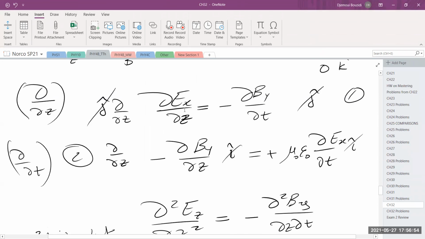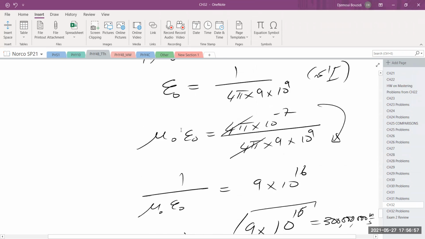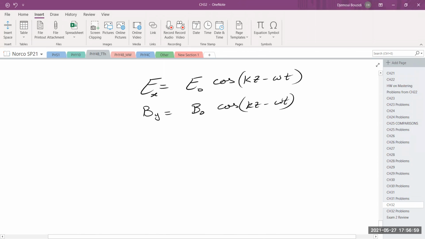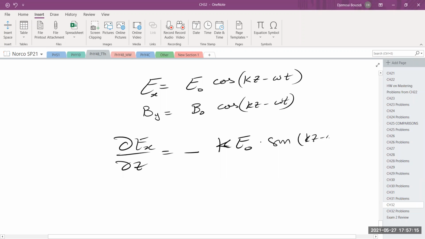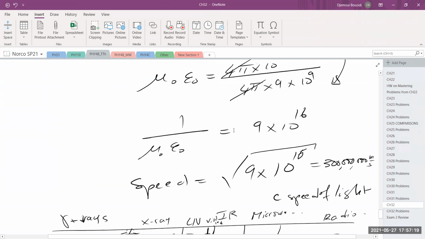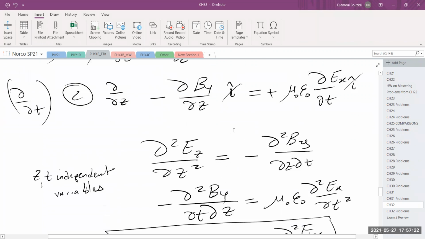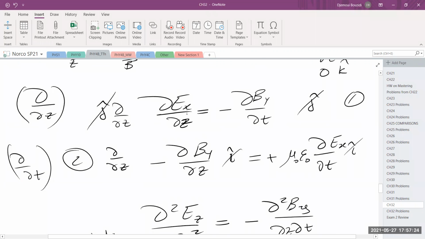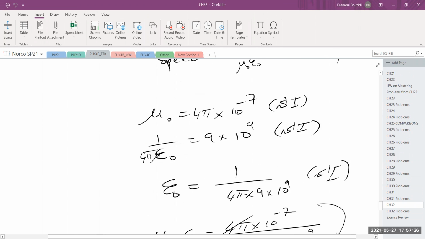So if I take the derivative of Ex with respect to z, I'm going to find the following. The derivative of Ex with respect to z is going to be minus, I'm going to pull a k in here, k times E naught, and the cosine becomes a sine of kz minus omega t. So I took care of that problem. If I take the derivative with respect to t and plug it into this equation and make them equal to one another, because that's equation 1.